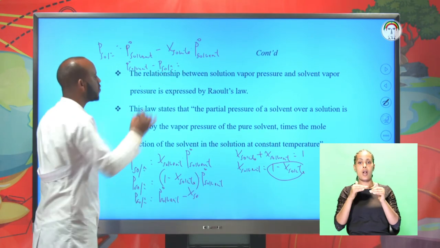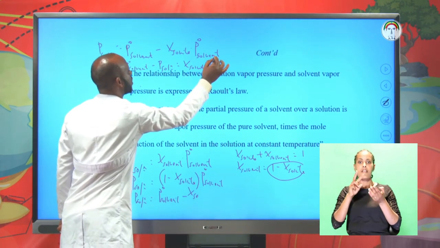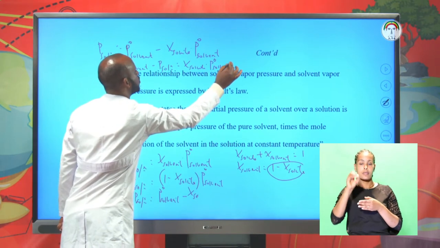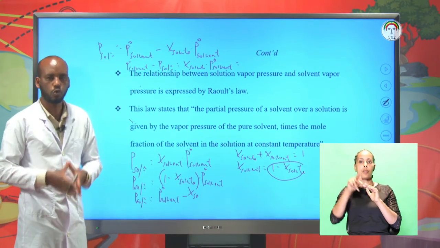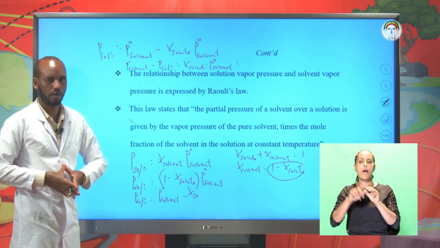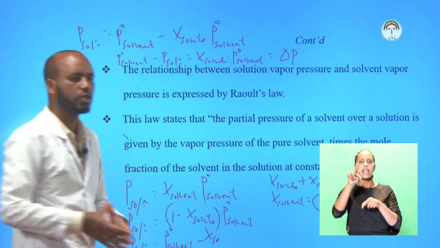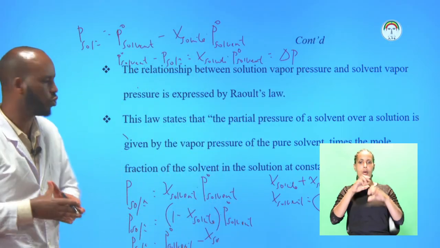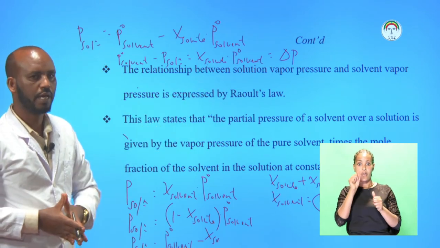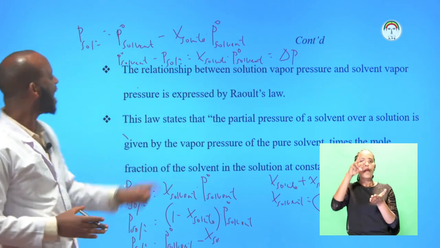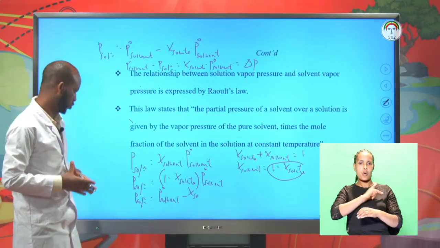Mole fraction of the solute times vapor pressure of a pure solvent equals P naught of the solvent minus P of the solution, which is the lowering in vapor pressure, or vapor pressure lowering, denoted by the symbol delta P. This is an example of colligative properties of a solution, which depend on the amount of solute. Therefore, it is lowering in vapor pressure, not vapor pressure, that is an example of colligative properties of a solution.